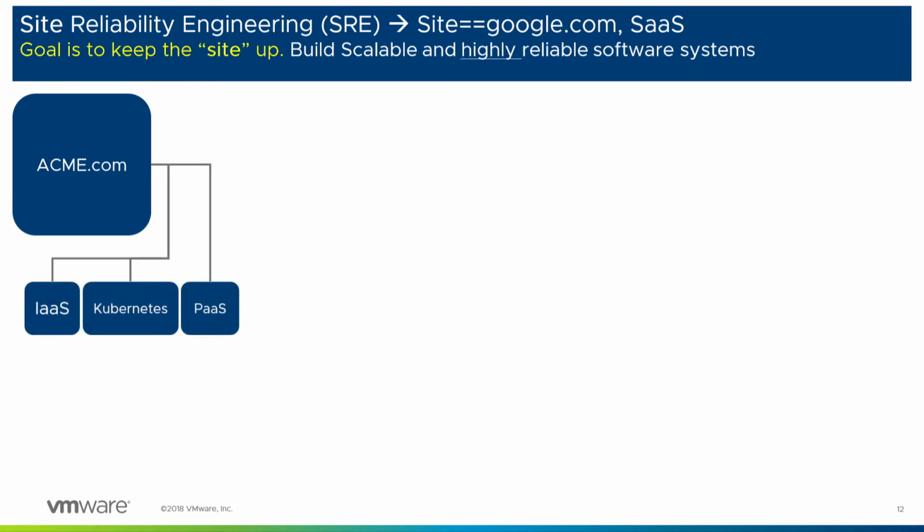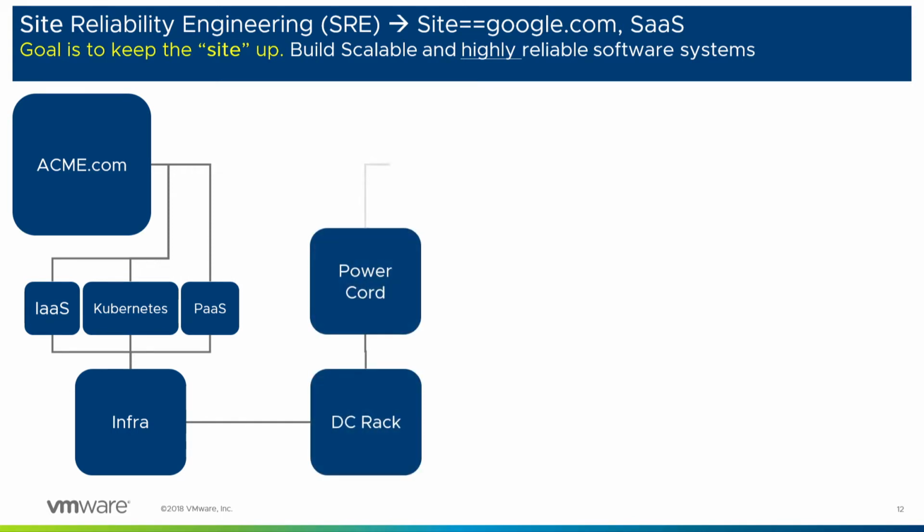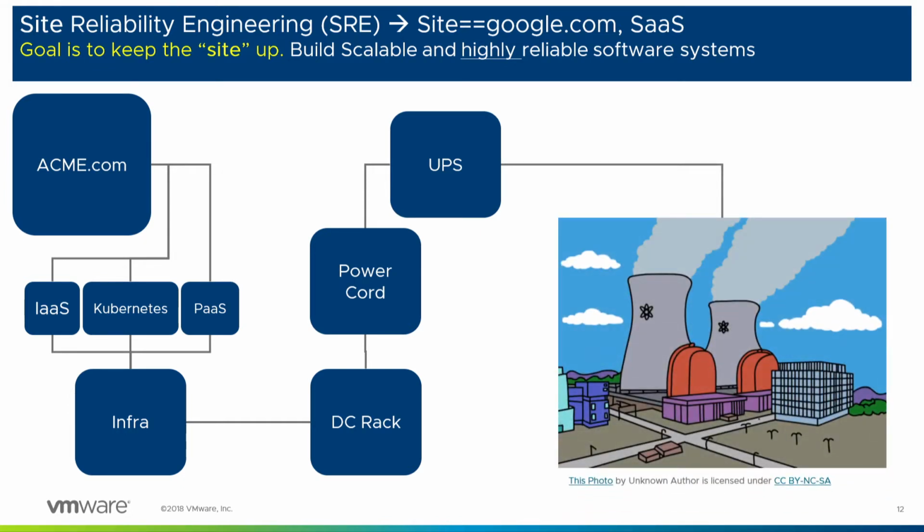But the reality is, if you have a website, chances are it runs on some sort of infrastructure, or it has an abstraction layer. It runs on infrastructure that's in a rack, that's got a power cord, it goes to a UPS and a power plant. So is the SRE responsible from acme.com all the way down to that power plant? The answer is no. The SRE function exists at a lot of different layers.